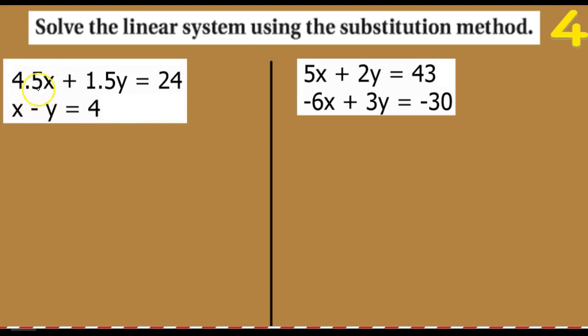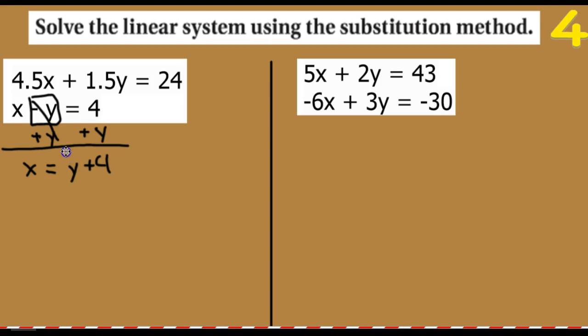Alright, here we have 4.5x plus 1.5y equals 24, and x minus y equals 4. Now the easiest thing to solve for is going to be y here. That's because I can just add y instead of having to deal with subtracting x and then dividing by -1. So I just get x equals y plus 4.